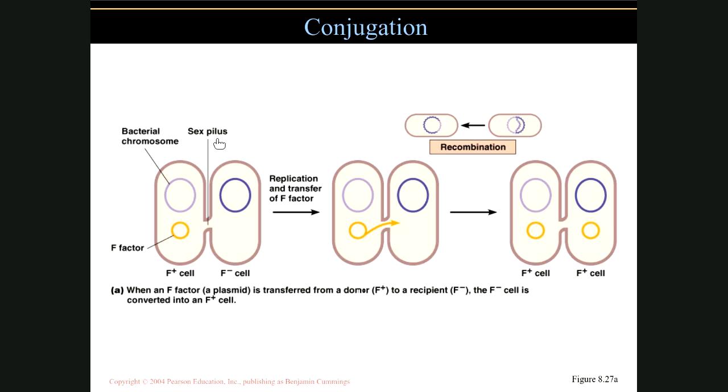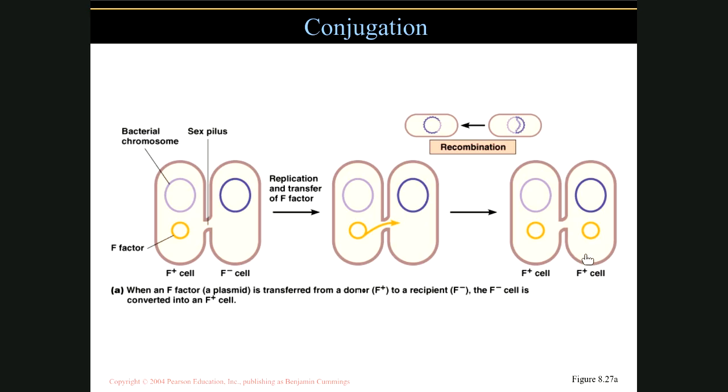When an F+ conjugates with an F-, a copy of the fertility plasmid is sent over to the F- cell. Now the F- cell has the fertility plasmid, so it becomes F+. So a copy of the fertility plasmid is transferred from the F plus cell to the F minus, making the F minus F plus. So now we have more F plus cells.